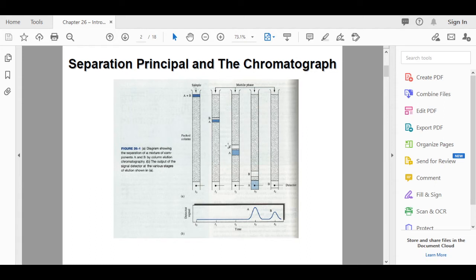You can see the chromatograph. Chromatography is also a type of technique of separation science, and you can see in this diagram the separation of a mixture of components A and B by column elution chromatography, that is called CEC. You can see the sample incorporation from here, this is the mobile phase, and lastly here is a detector. The output of the signal detector at the various stages of elution is shown in this figure. That is the diagram showing the separation of a mixture of components A and B.